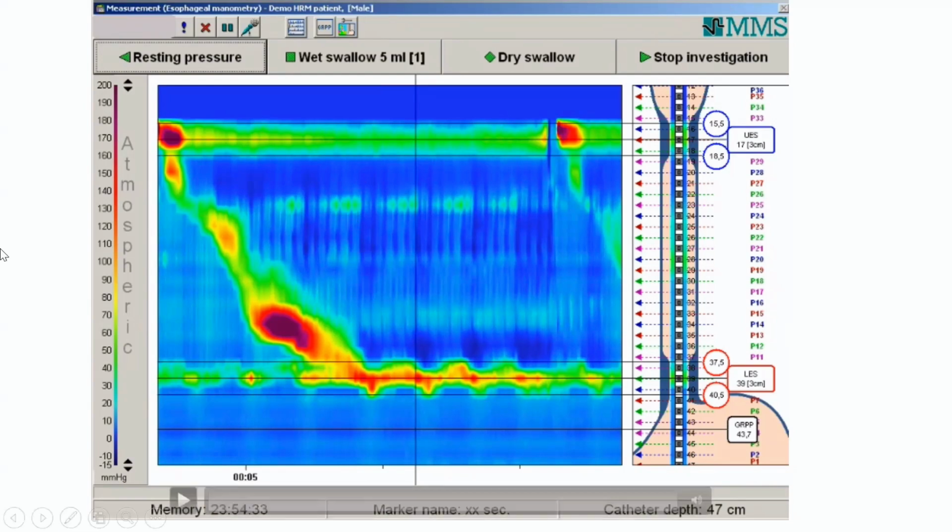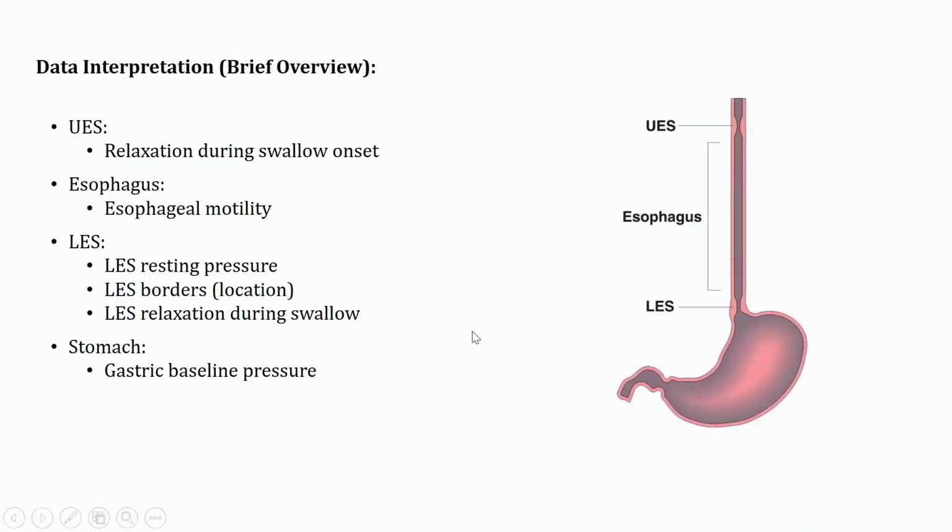Okay, perfect. This is the summary of what you already mentioned. What I am going to measure and interpret: the UES, the esophagus and the motility of the esophagus, and also the LES. For the stomach, I am not measuring the pressure in the stomach, but the pressure in the stomach is very, very important for us. It is the baseline pressure, especially for the IRP. So we will discuss, inshallah, more and more about how important it is.